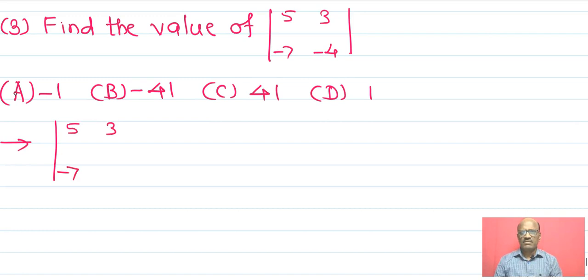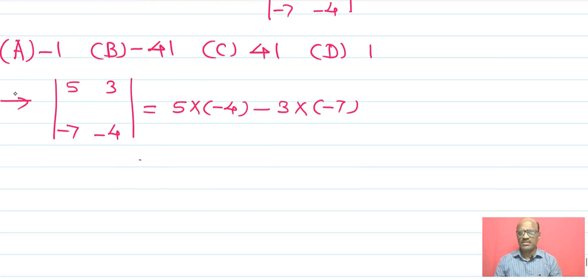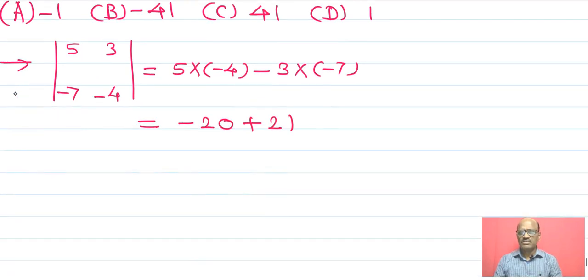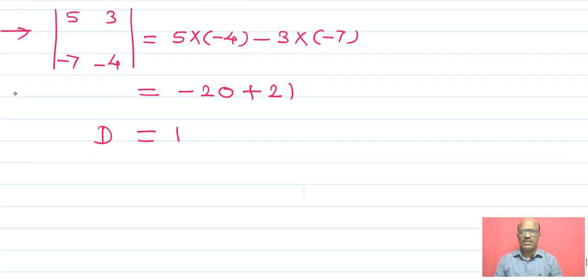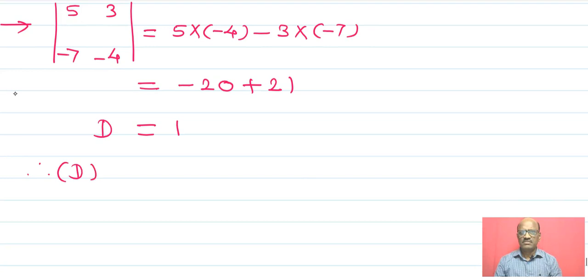Therefore first 5 3 7 -4. 5 and -4 multiplication minus 7 into -7... 3 into -7, that is -20 and +21. Then you will get 1. Therefore the value of the determinant is 1. And hence option D is the correct one.